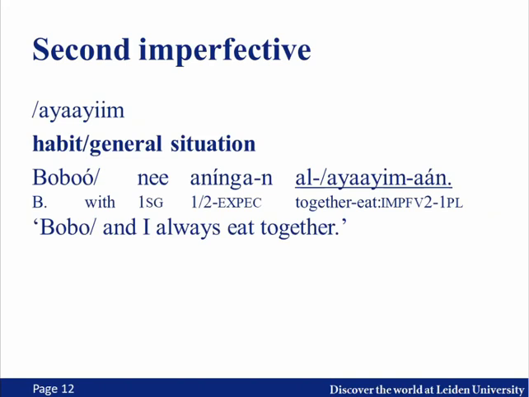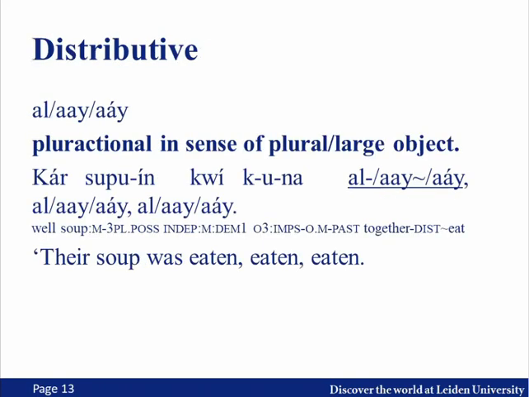Bobo and I always eat together. Notice this verb in this sentence here. Ayayiman, the ending an is for the first person plural, but I want to notice the al that is here as a prefix to the verb, meaning together. It will come back, the same verb will come back with a different meaning and a different paradigm.